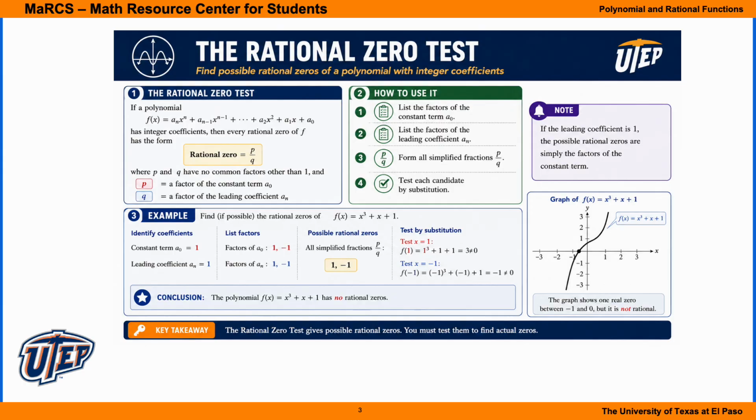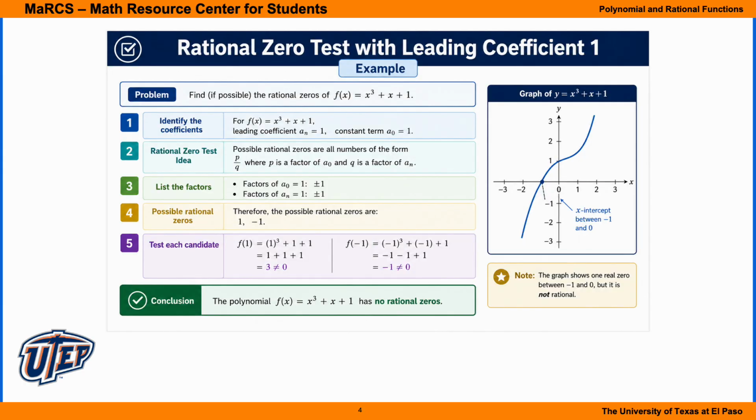We test x is equal to 1, so f of 1 gives us 3. That is not equal to 0. Then we test x is equal to negative 1. So f of negative 1 is equal to negative 1, which is not equal to 0. So that means that the polynomial f of x is equal to x cubed plus x plus 1 has no rational zeros.